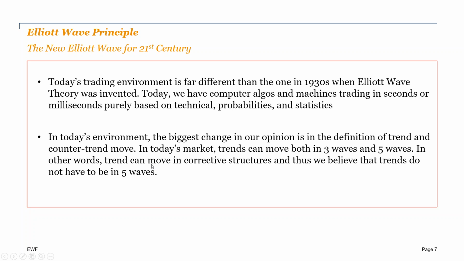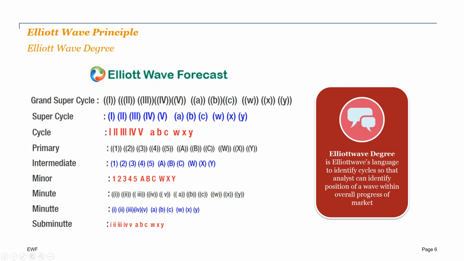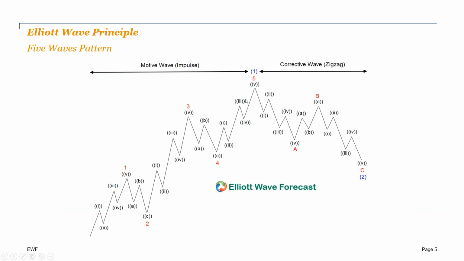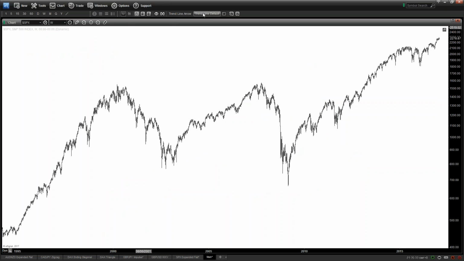In other words, trend can move in corrective structures, and thus we believe that trends do not have to be in 5 waves. So if in the 1930s they said that trend always has to be 5 waves, and if you don't see 5 waves, that is not a trend, right? The difference with today's environment is that nowadays trend can move in 3 waves. So if I show you an example, for example, you have 3 waves, 1, 2, 3, right?